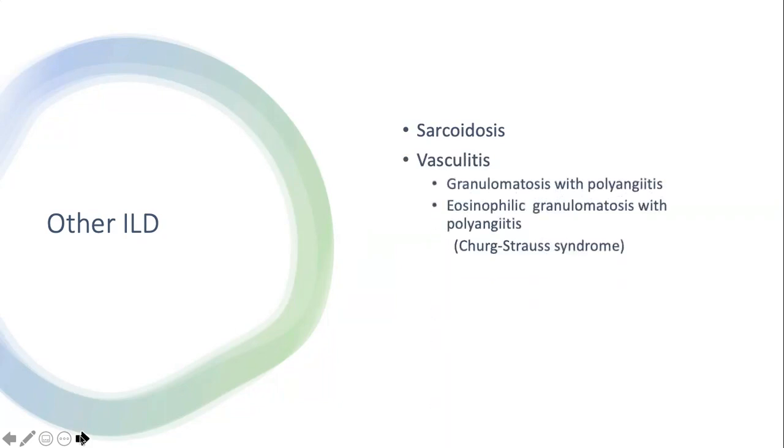Then there's the group which form the other interstitial lung diseases. These include sarcoidosis, and vasculitis-associated interstitial lung disease, which can be seen in granulomatosis with polyangiitis, which was previously called Wegener's granulomatosis, eosinophilic granulomatosis with polyangiitis or Churg-Strauss syndrome, and eosinophilic pneumonitis.